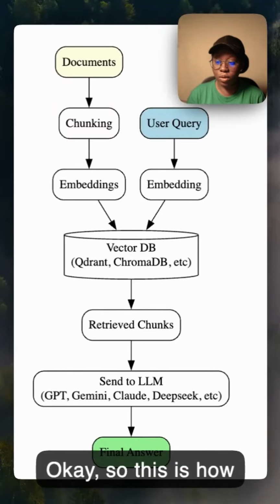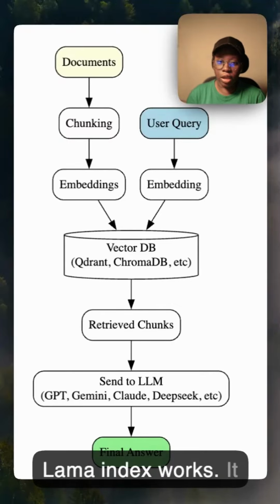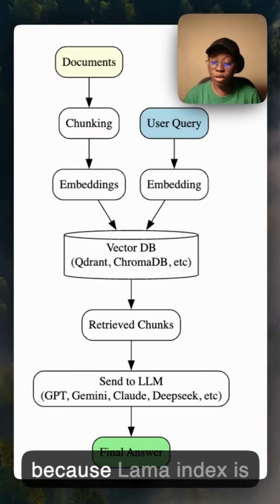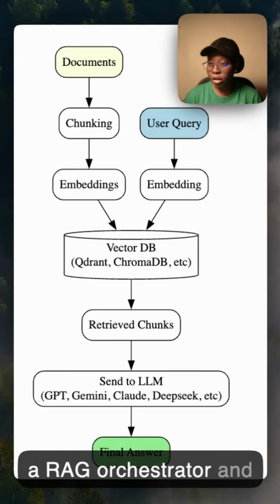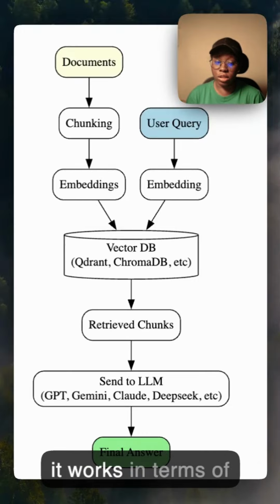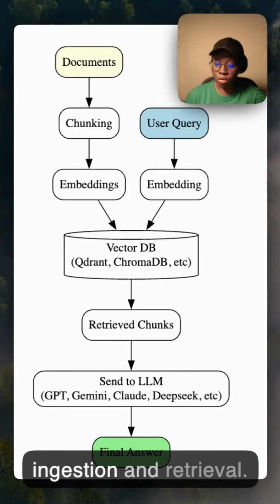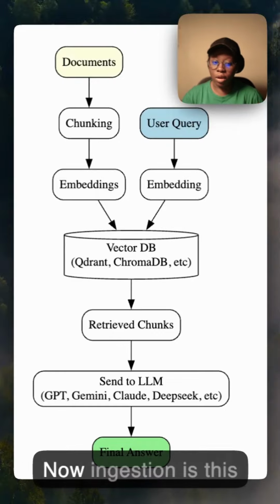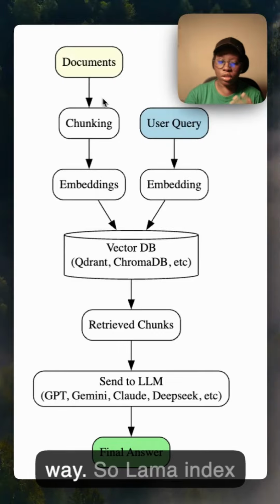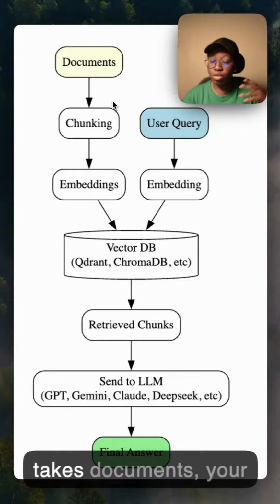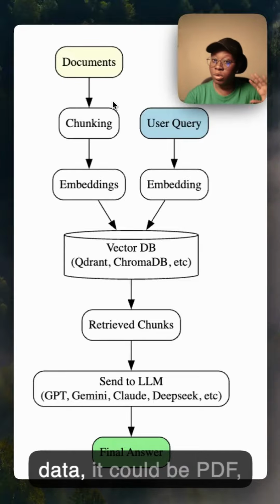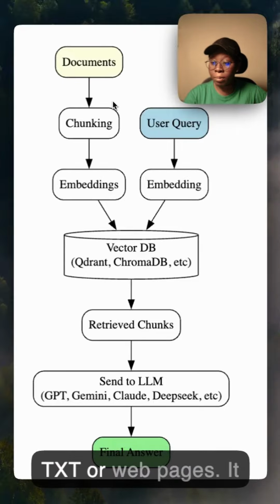Okay, so this is how LlamaIndex works. It works in two ways because LlamaIndex is a RAG orchestrator, and it works in terms of ingestion and retrieval. Now, ingestion is this way. So, LlamaIndex takes documents, your data, it could be PDF, TXT, or web pages.